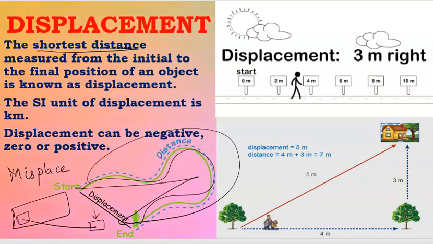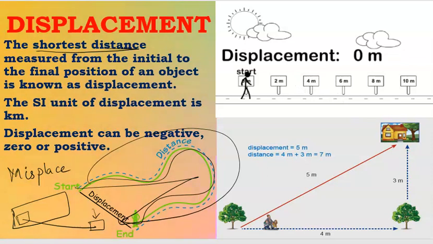So you can see here, the displacement keeps on changing as this person moves, because the shortest distance is going to change continuously. So this is what we talk about when we learn about displacement.